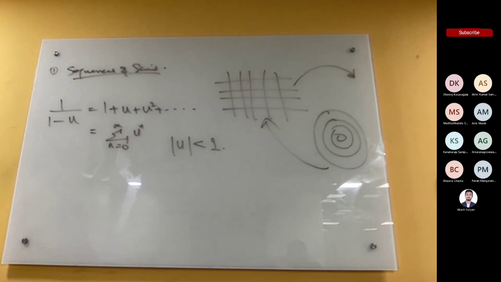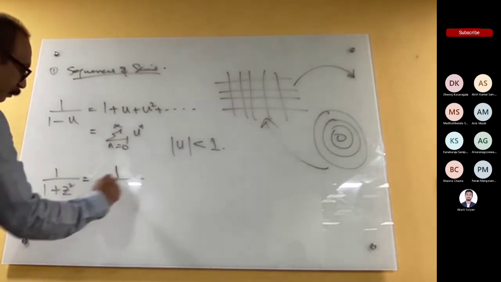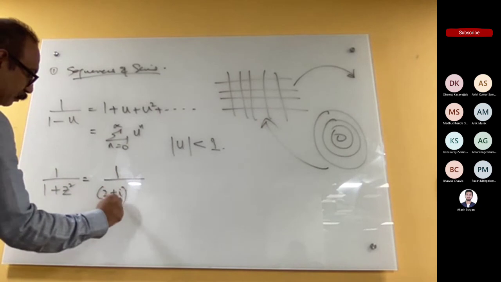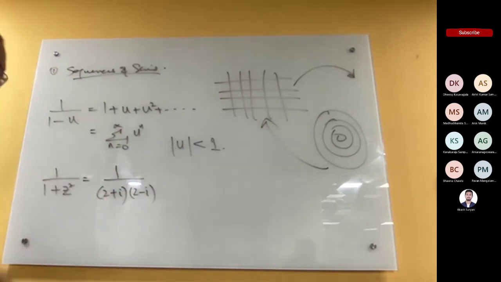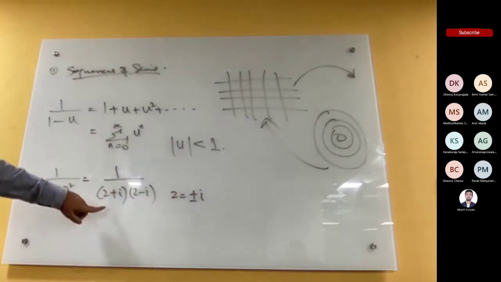Now, let us look at this. Let us look at 1 by 1 plus z square. Now, this is a funny one. This can be written as 1 by (z plus i)(z minus i). Correct? Now, at z equals plus or minus i, this has a problem.